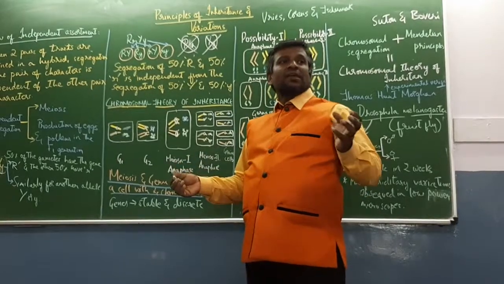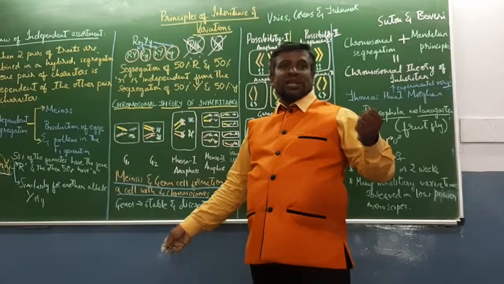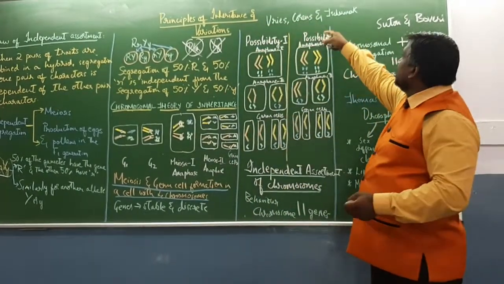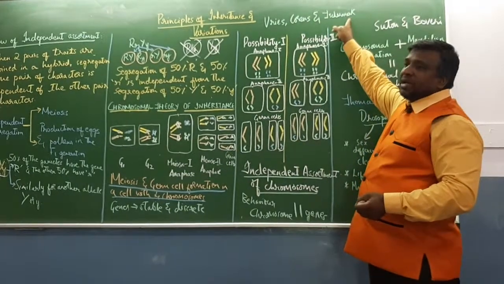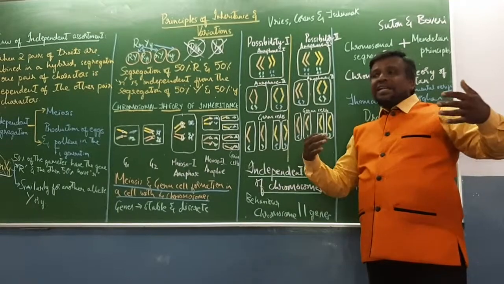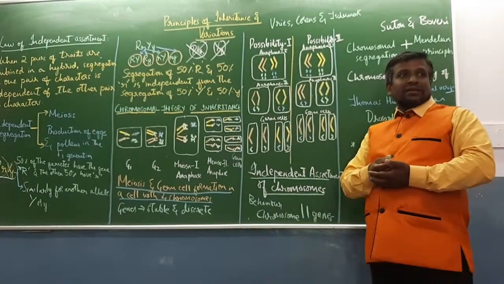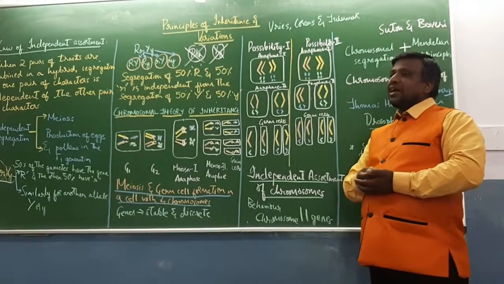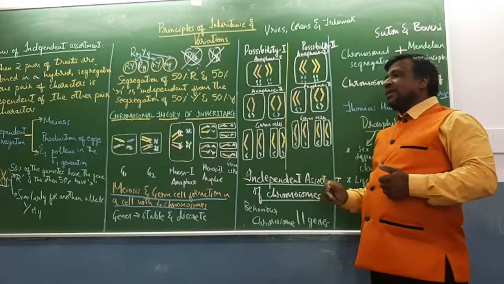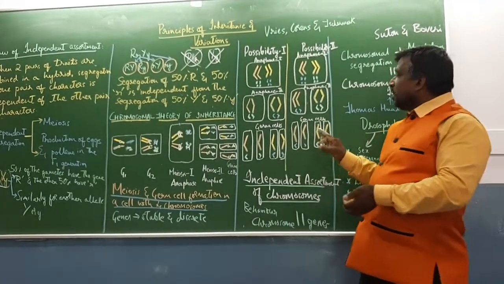That's the reason his work was unknown until the beginning of the 20th century, when it was rediscovered by three scientists, de Vries, Correns and Tschermak. These three scientists rediscovered Mendel's work and correlated it with the present knowledge of cytology. And they found that Mendel had come to this conclusion long back, what we are studying in cytology. Maybe the terminology is very different. So that is what it is.